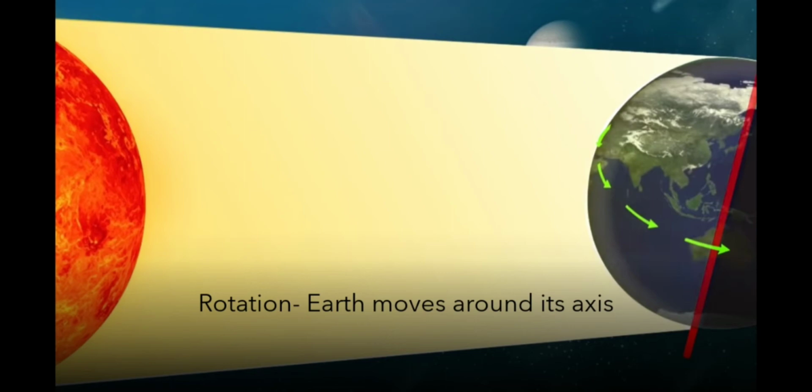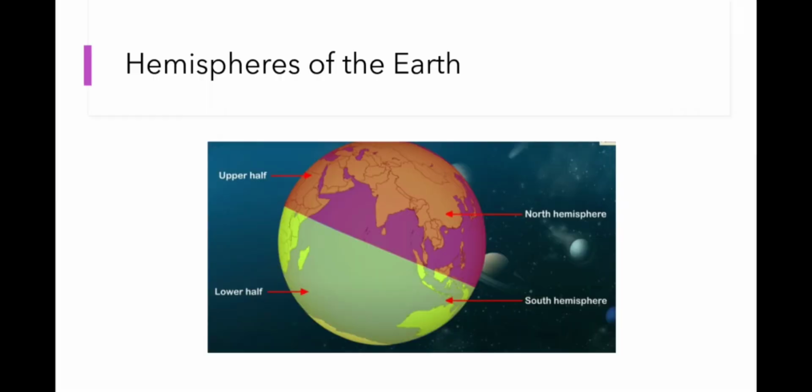Next we go to the hemispheres of the earth. The equator, an imaginary line in the center, divides the earth horizontally into two equal parts. The two equal parts are called hemispheres. Hemi means half and sphere means round. The upper half is referred to as the northern hemisphere. The lower half is referred to as the southern hemisphere.